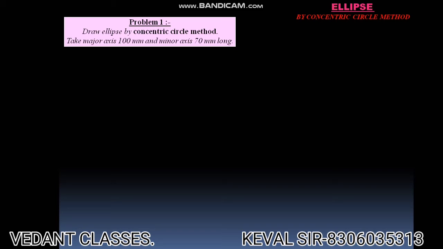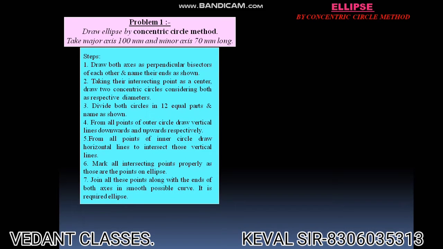Now let's solve one question. It's just a basic question. You can see in the question that the length of the major axis, 100 mm, and the length of the minor axis, 70 mm, are given. These are the steps that you can follow and remember. So this is how you can make an ellipse by the concentric circle method using these steps.